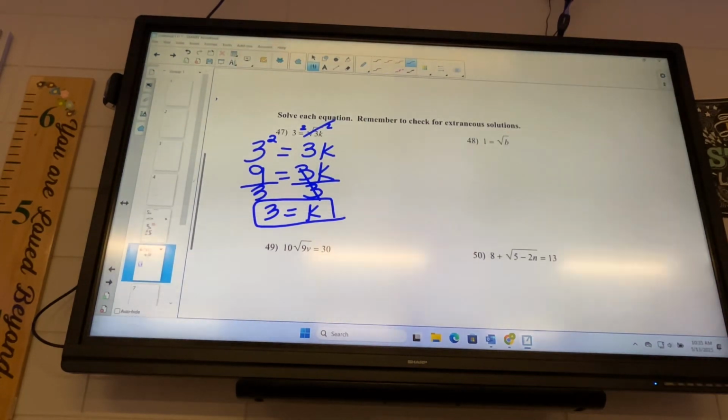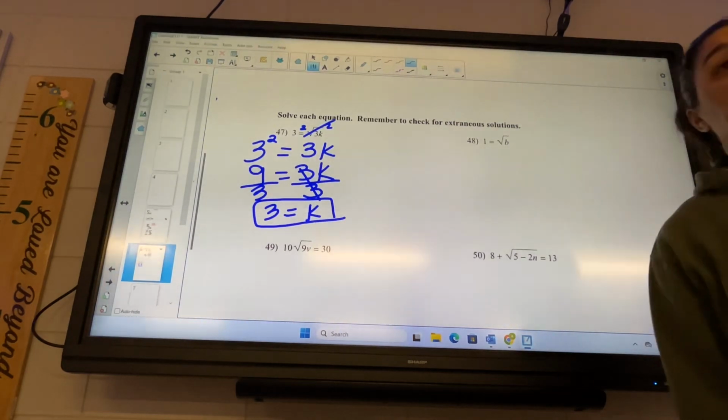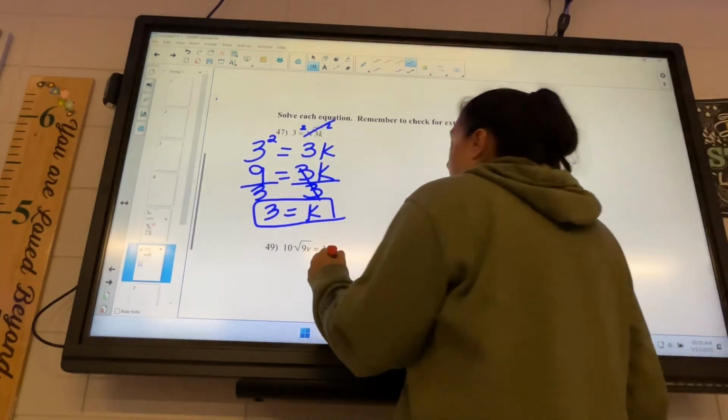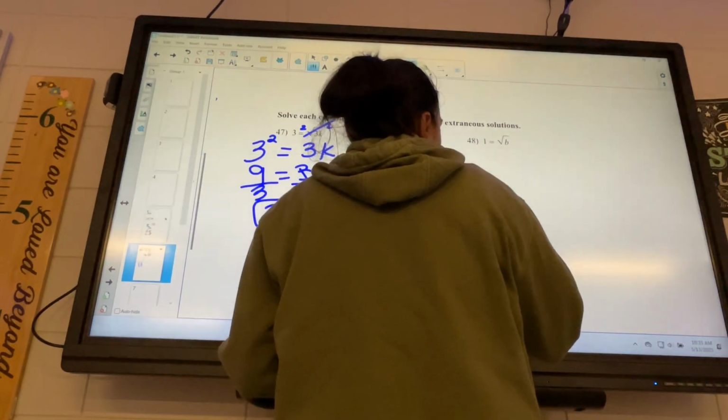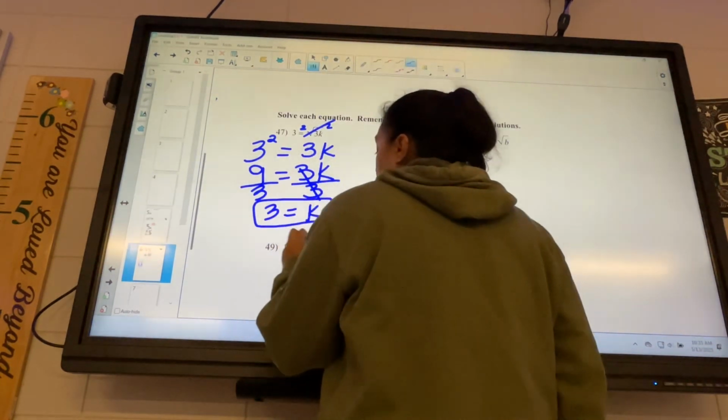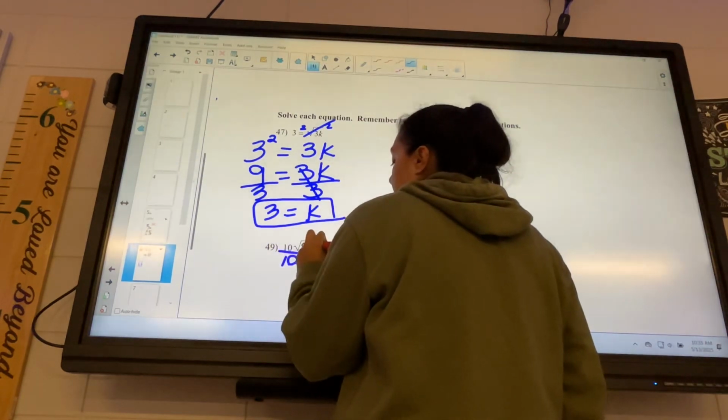If we look at 49, what needs to be done first? We need to move the 10. How do we move that 10? It is not minus 10. It's divide by 10. If something is right next to something, it means times. Otherwise, like in number 50, there would be a minus right by the 8. If there was a minus, this would be a plus. So you're going to divide both sides by 10.